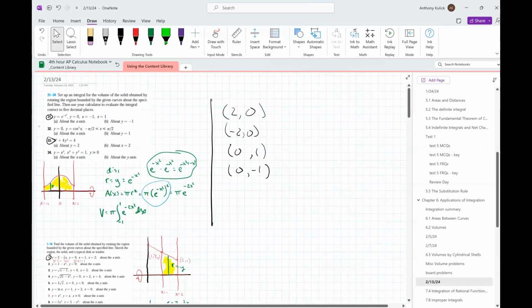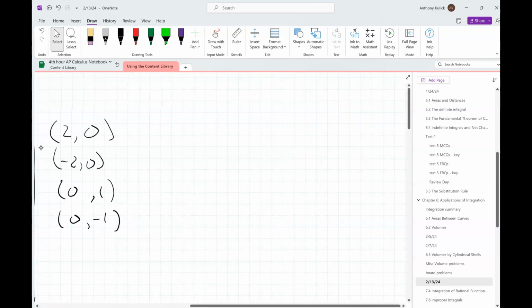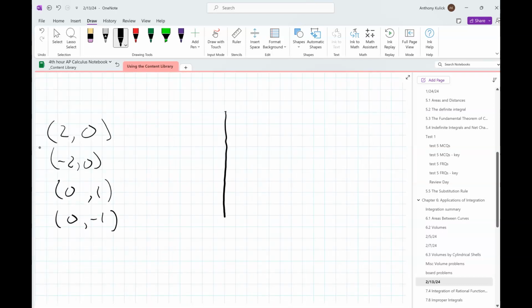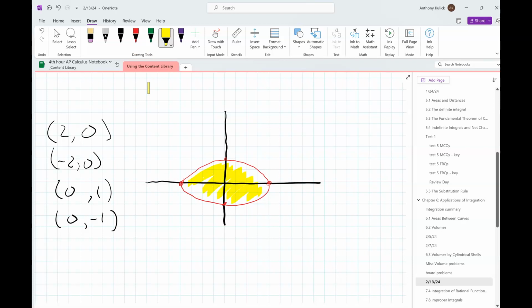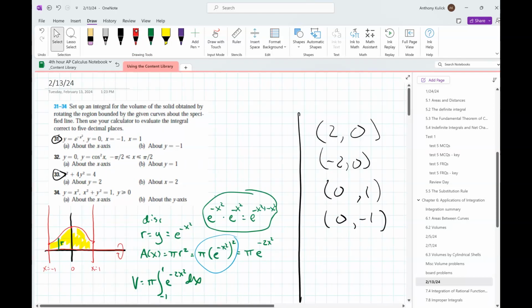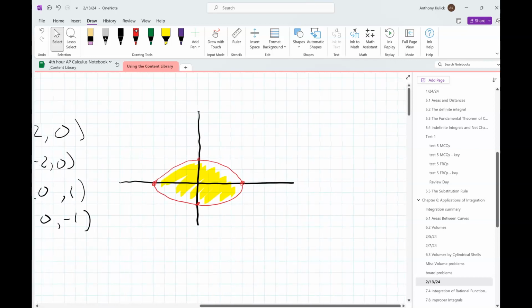So if I do that, let's see, 1, 2, 3. I'm going to go by halves again. 1, 2, 3. There's my ellipse, right? Does that feel okay, Chanel? Okay. And then we are rotating about the line y equals 2. So that's here.